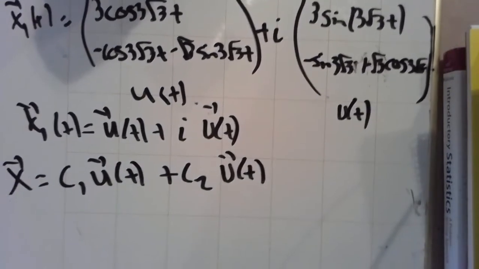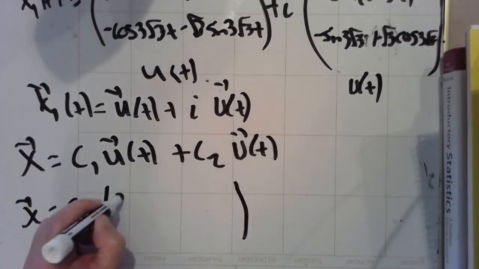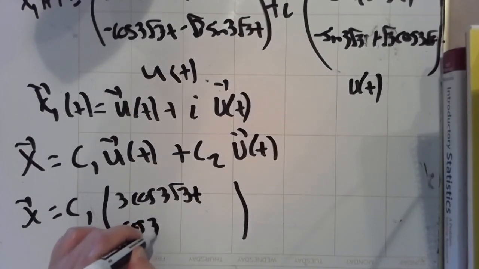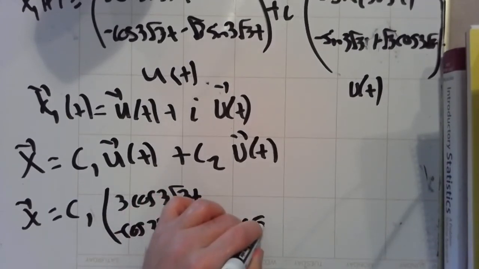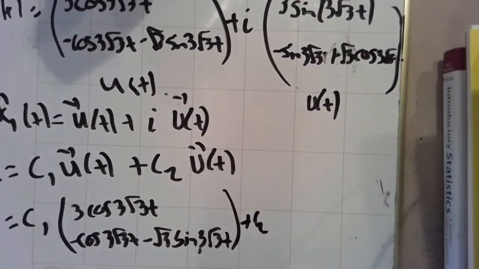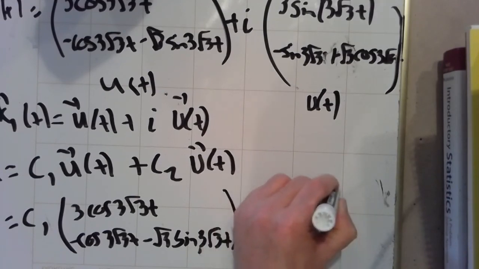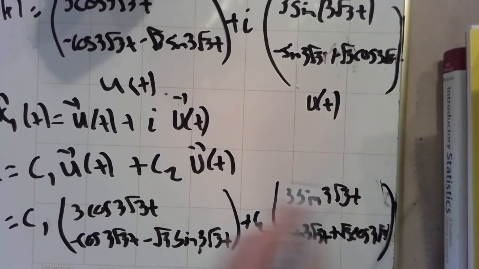So my general solution then will be x equals c1 times 3 cosine 3 root 3t, negative cosine 3 root 3t minus root 3 sine of 3 root 3t, I'm just recopying all this, plus c2, and then all of this stuff without the i. 3 sine 3 root 3t, negative sine 3 root 3t plus root 3 cosine 3 root 3t. Okay, and then there's our general solution.